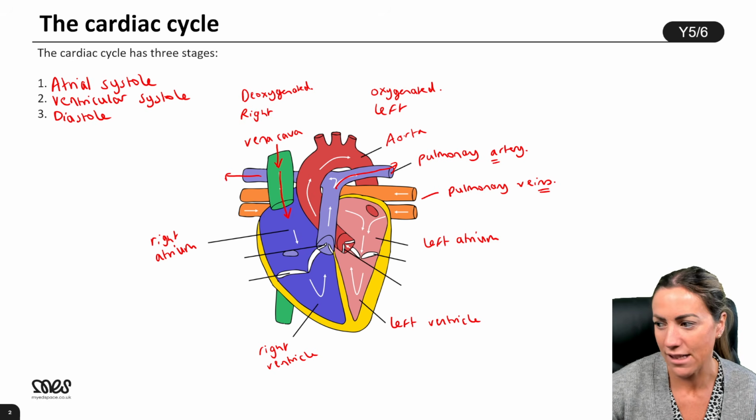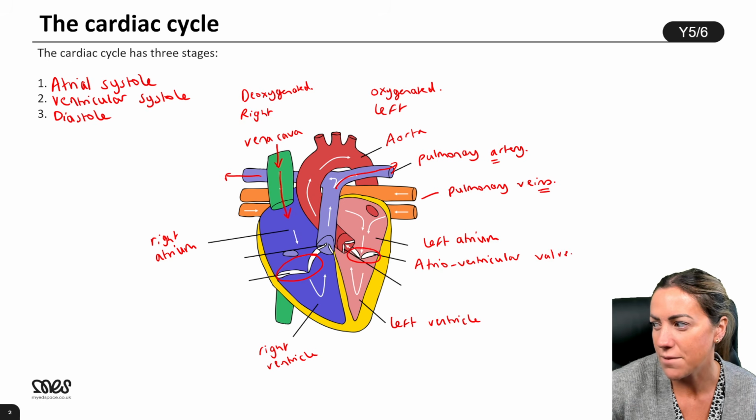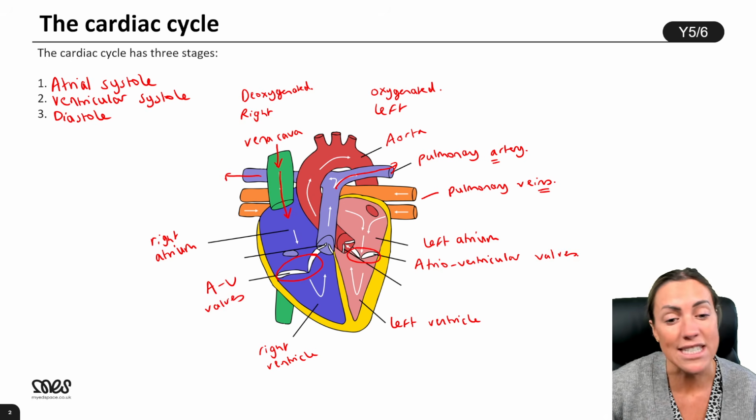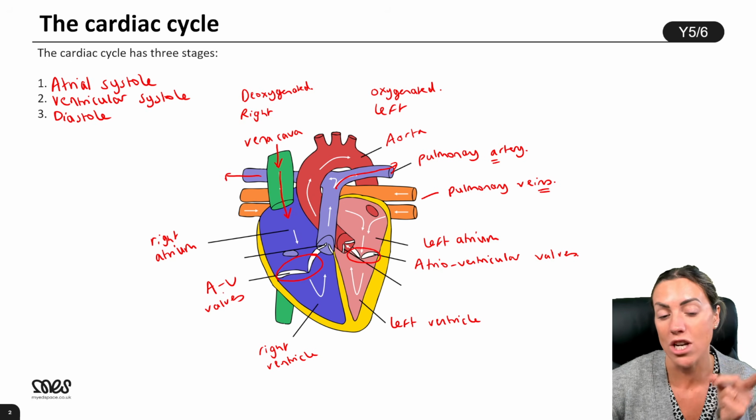Let's label the valves. So there are a set of valves between each atrium and each ventricle. You can see a set here and another set here. These are the atrioventricular valves. And there's another set here, which I'll just put AV valves. Easy to remember because they're called atrioventricular valves. They are between the atrium and the ventricle, and you've got a set on each side.